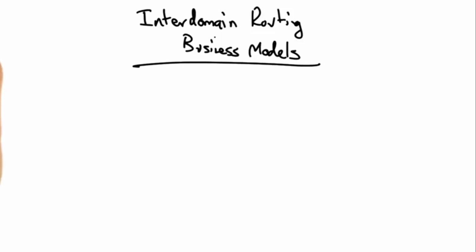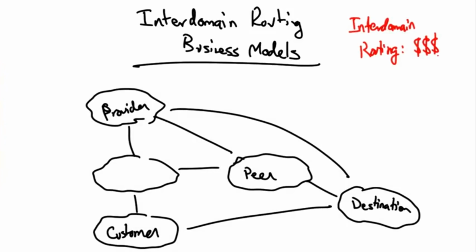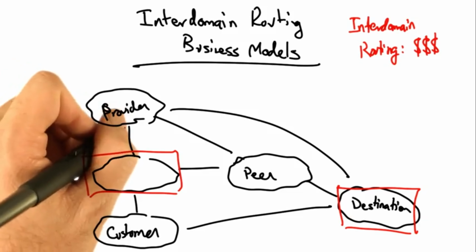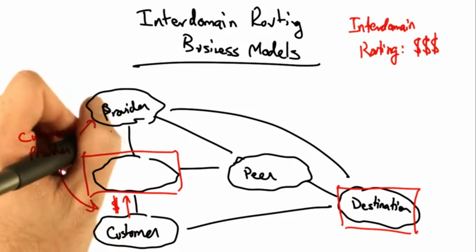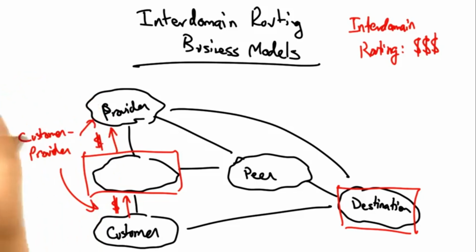So now we're going to look at interdomain routing business models. So the one thing to remember about interdomain routing is that it's really all about routing money. Let's consider this AS that wants to send traffic to a particular destination. Well, in the internet, there are two different types of business relationships. A customer-provider business relationship, where money flows from customer to provider, regardless of the direction that traffic flows.